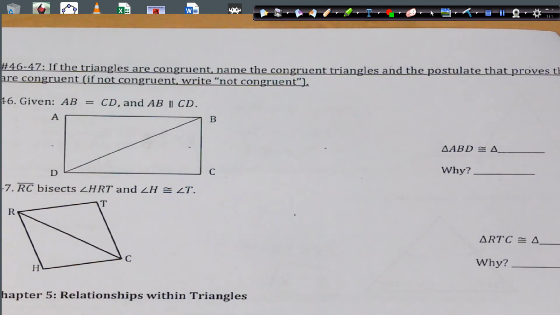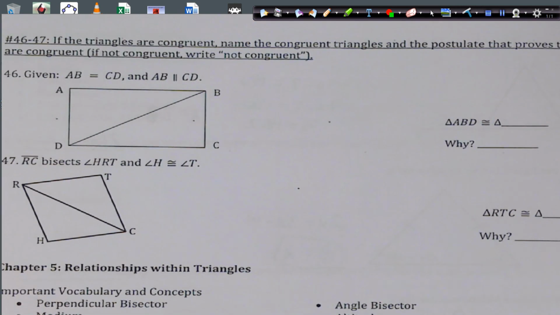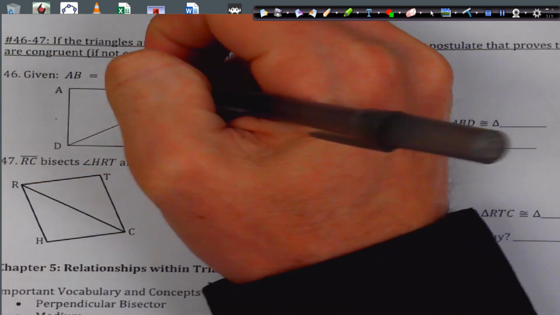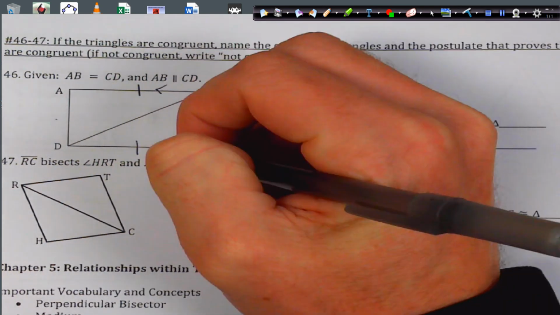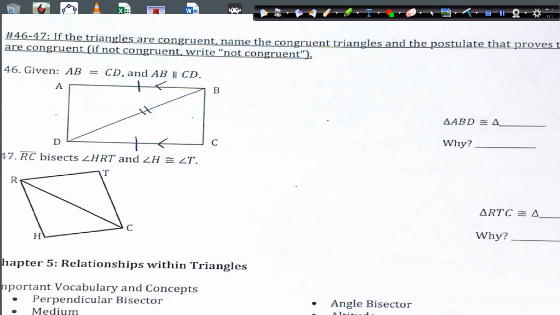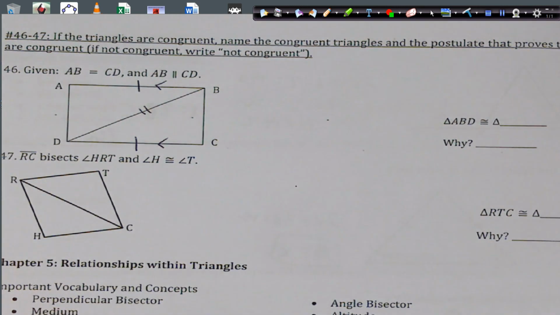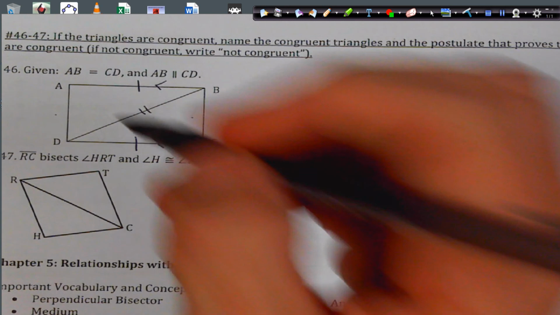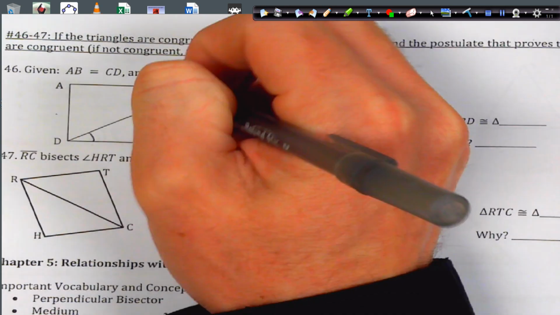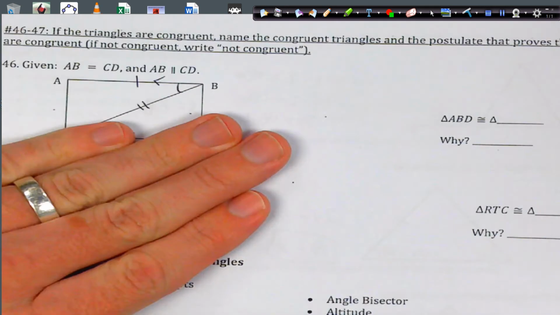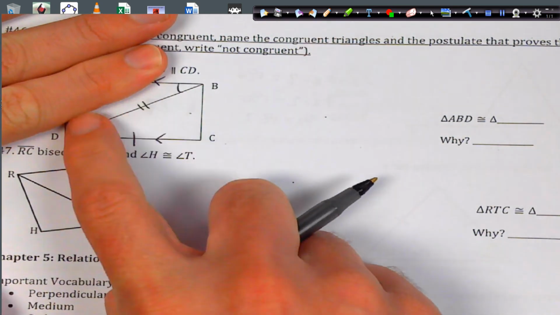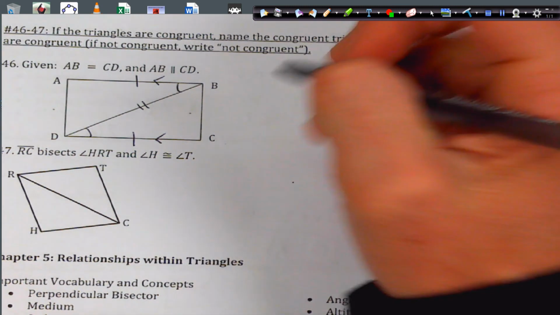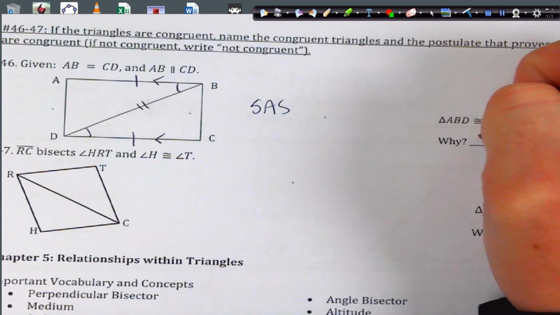All right, are these triangles congruent? This was a big problem for a lot of kids on this test. AB is congruent to CD, and AB is also parallel to CD. We also have a congruent line here, so I know we have two sides that are congruent. We have parallel lines, which means these angles are also congruent. So what I have is side angle side, and over here I have side angle side. So I have both side angle sides, so that's going to be by SAS.